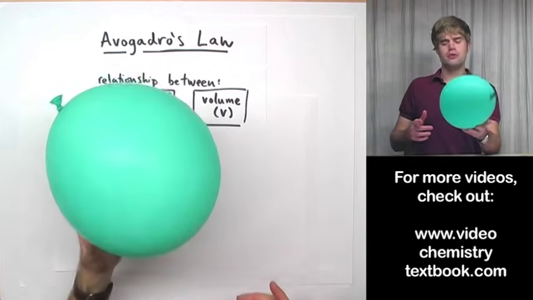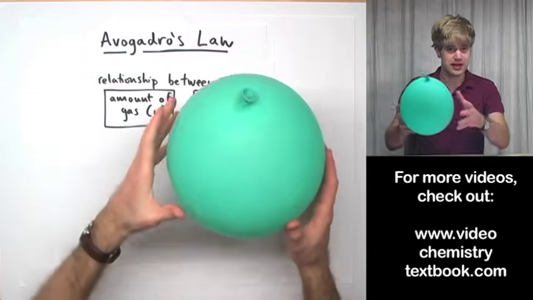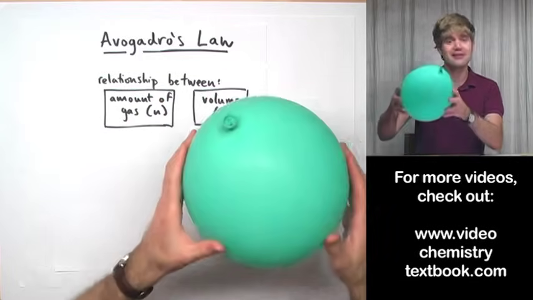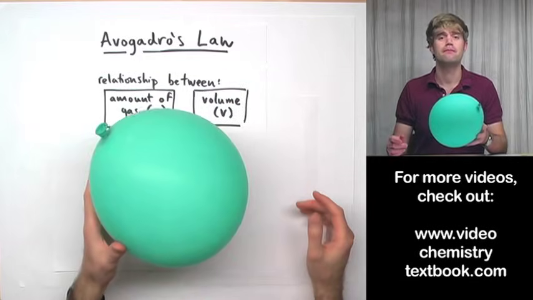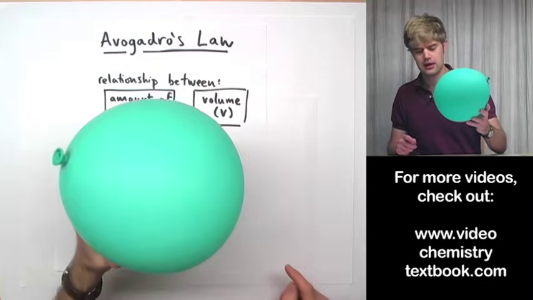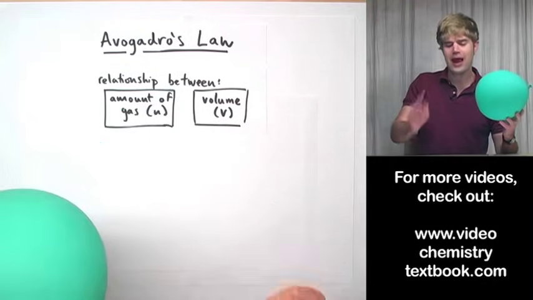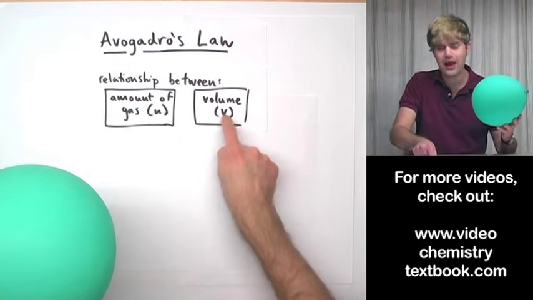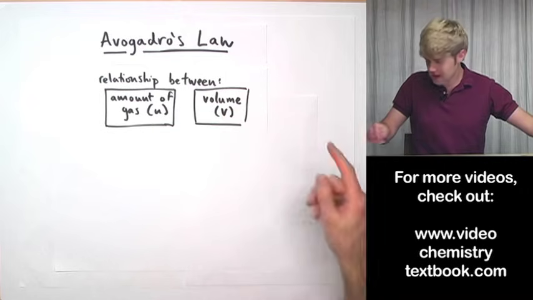This gas sample, the balloon, has both a volume. It takes up a certain amount of space that we could measure, and there's also a certain amount of gas inside. When I talk about the relationship between these two things, all I mean is what happens when I change one of them, what happens to the other? So let's talk about this.